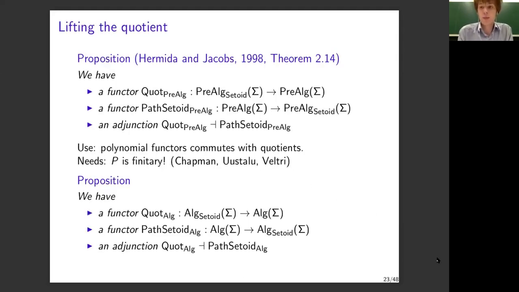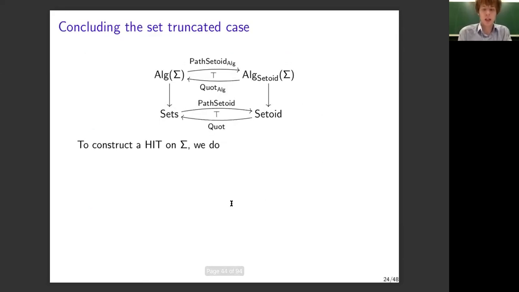To obtain an adjunction on the level of algebras, we use that algebras are defined as a full subcategory, and for that it is not too difficult to lift the adjunction. What you do is that if you have a pre-algebra in setoids, and it is an algebra, then so is the quotient. You also need to show this for the path setoid, and that way you can obtain the desired adjunction. So now we can conclude the set-truncated case.